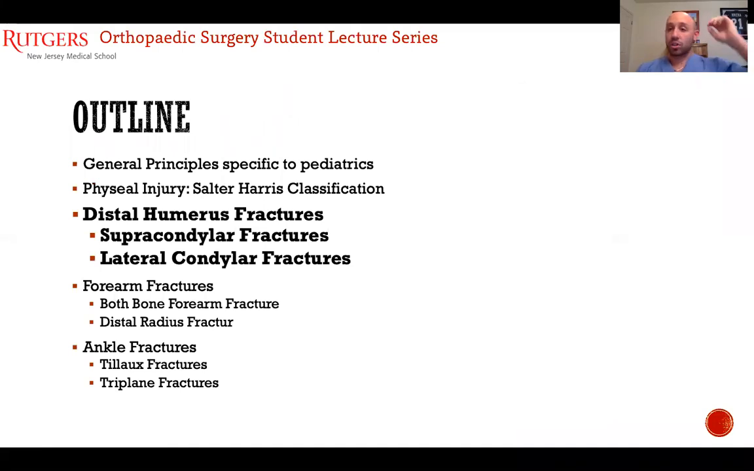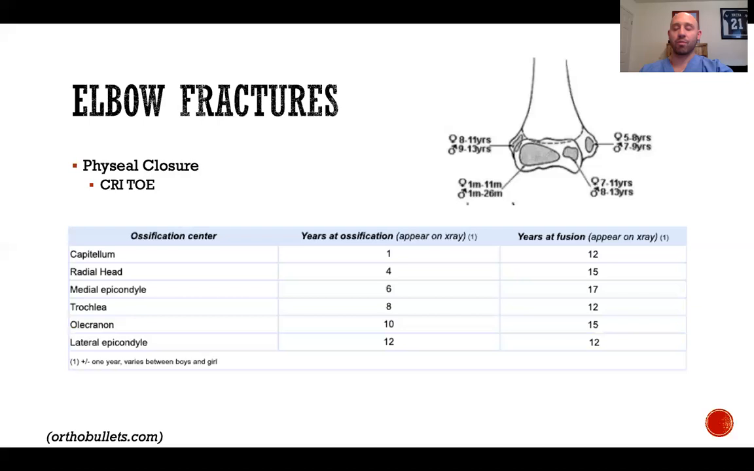So next, we'll start talking about some specific common fractures that we see in pediatric patients, and we'll go through the distal humerus first. But before we get to the specifics, we have to understand that the physis is a little bit different in the elbow. And sorry, I just noticed that I got this wrong. This is the appearance of the ossification centers, not the physeal closure.